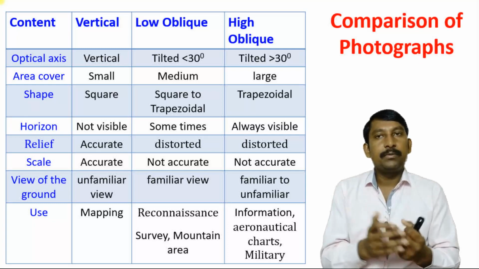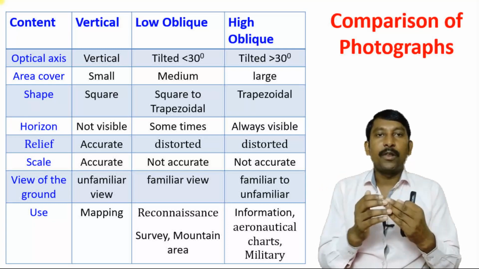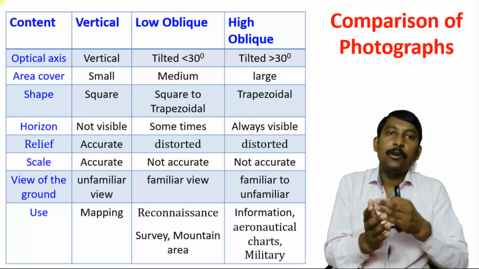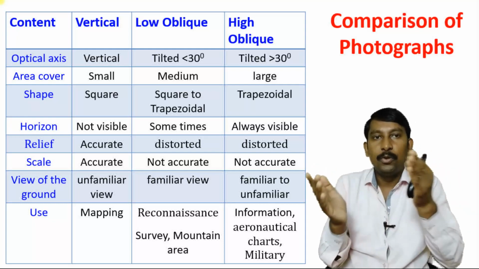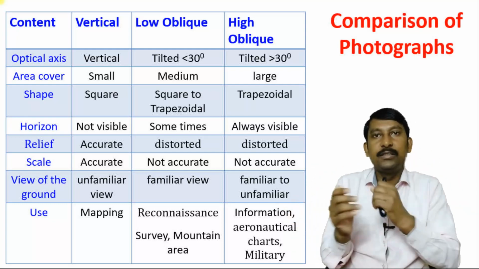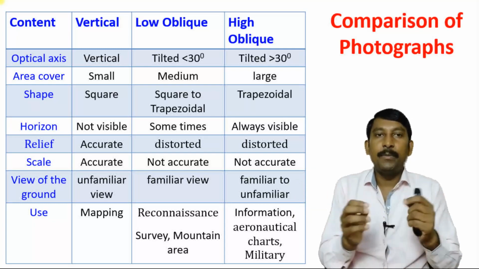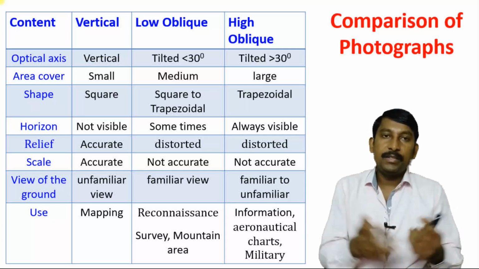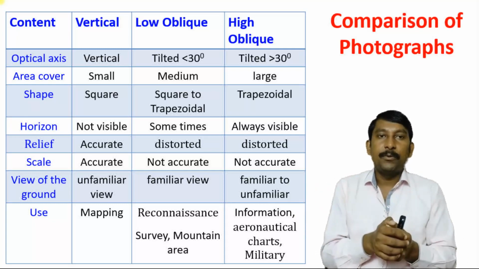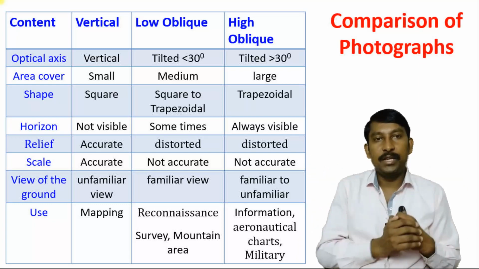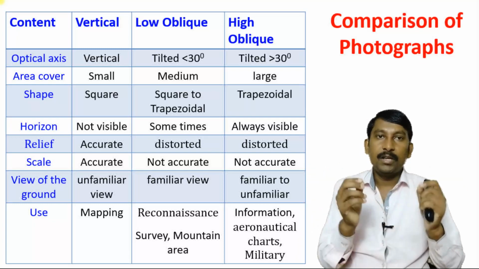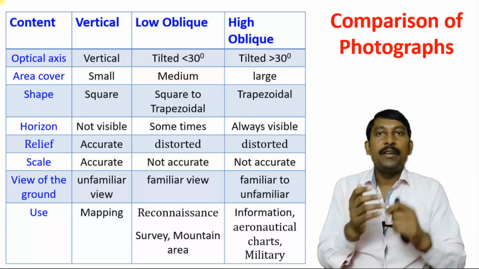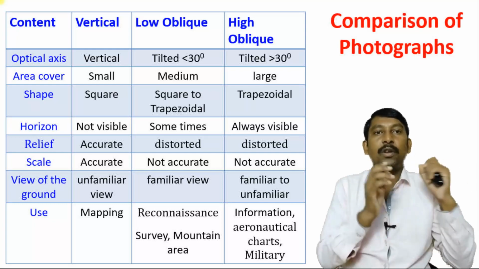Next is the coverage of area. Vertical photographs cover a small area, low oblique photographs cover a larger area than vertical ones but smaller than high oblique, meaning a medium area, and high oblique photographs cover a large area. Next is the shape of the area covered in the aerial photographs. In vertical photographs, it is square. In low oblique photographs, it is square to trapezoidal, and in high oblique photographs, it is totally trapezoidal.